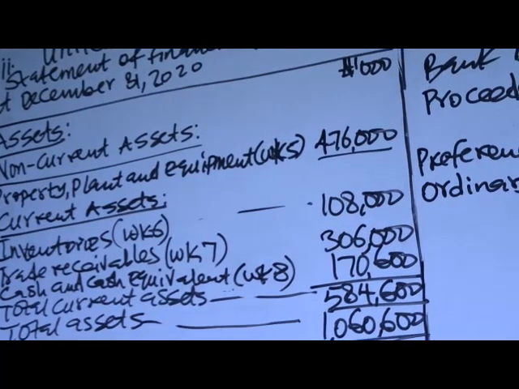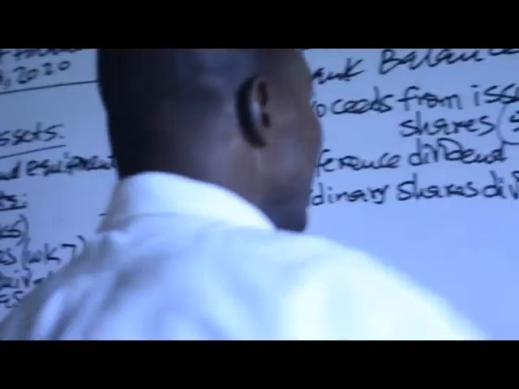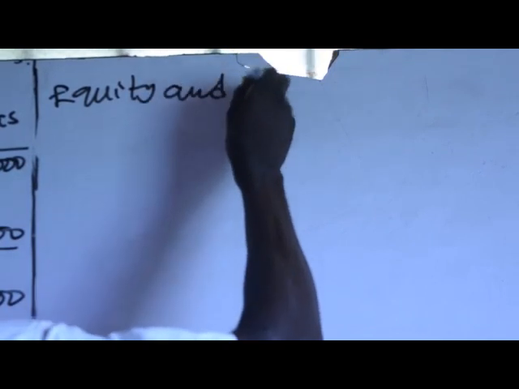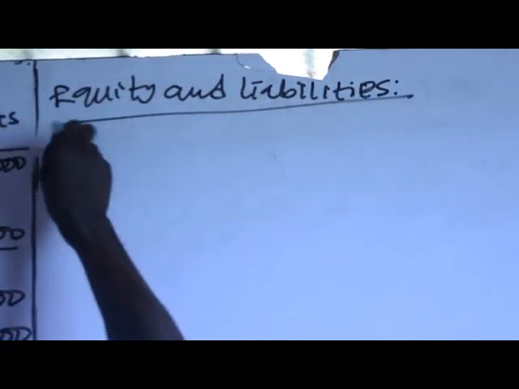Having arrived at our total assets, the next section is the equity and liabilities. Now, let's have equity and liabilities. So we are starting with our equity.